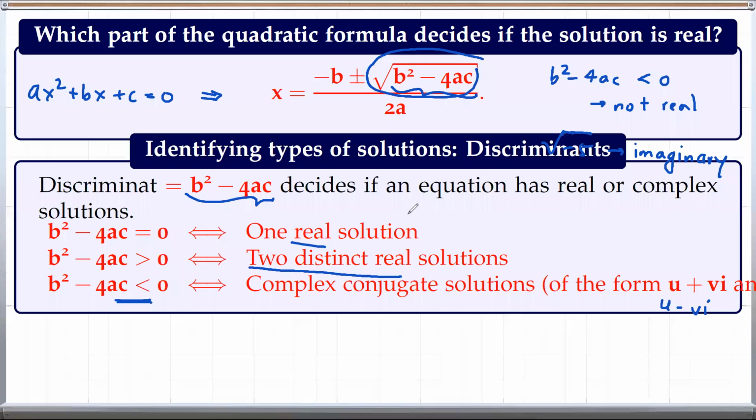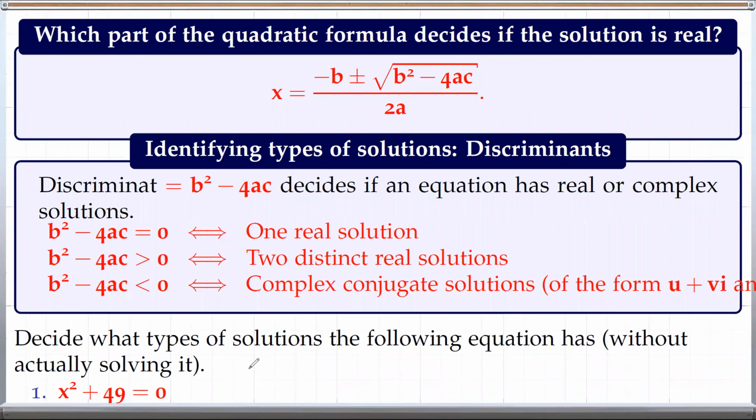Let's look at some examples now. Here is our first example, x squared plus 49 equals 0. We want to decide what type of solutions this quadratic equation has. First, we decide the values of a, b, and c. a is the coefficient of x squared, which is 1. b is the coefficient of the x term, which we don't have over here, so b is 0. And c is the constant part, which is 49.